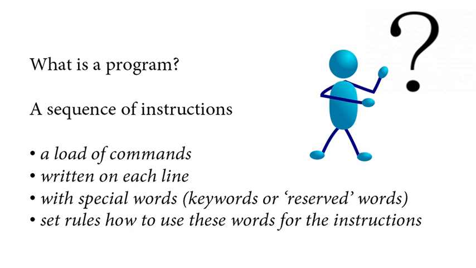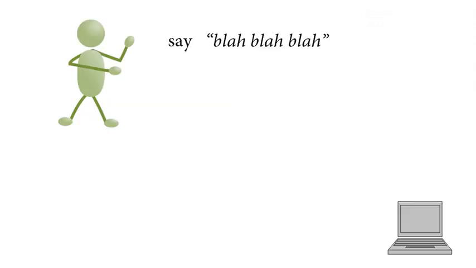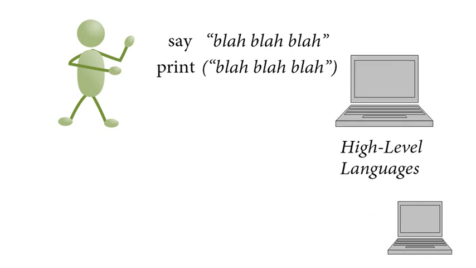What is Python? Well, here's some explanations of what Python is. You may see a high-level language, an interpreted language, a scripting language. So what does all this mean? Well, imagine if a person said blah blah blah. And that seems easy to understand. And if we change that to just using the word print, blah blah blah, it's pretty much the same. So the high level language tries to use language that is similar to a human. It's not quite the same, but you can see that it's similar. So that's a high level language.